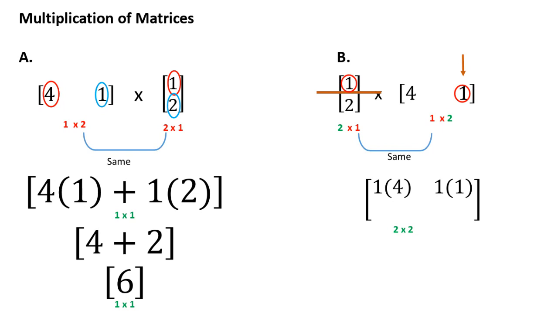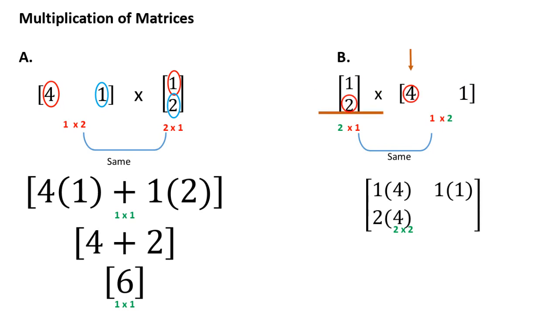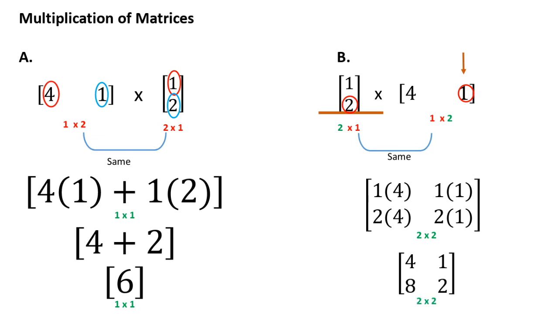Now we don't have any more columns, so we go to the next row. Row 2, column 1. Again, that's the address row 2, column 1, that goes here. That's 2 times 4. Now the last one, row 2, column 2, that's address 22, that goes here. So that's 2 times 1. So we have 1 times 4 is 4, 1 times 1 is 1, 2 times 4 is 8, 2 times 1 is 2. And again, our resulting matrix was a 2 by 2 matrix.